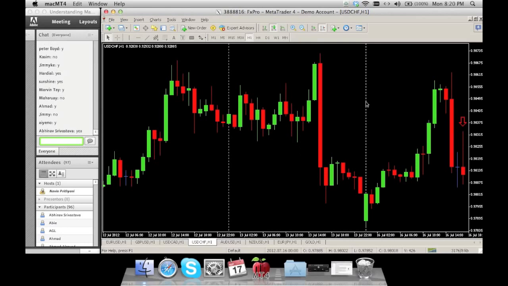Okay, now let's go through the questions. Is there a trend? Answer that question first. Yes, there is a trend. Okay, it's in a downward momentum. Okay, second thing, is this current candle that we're looking at bigger than the previous candle?